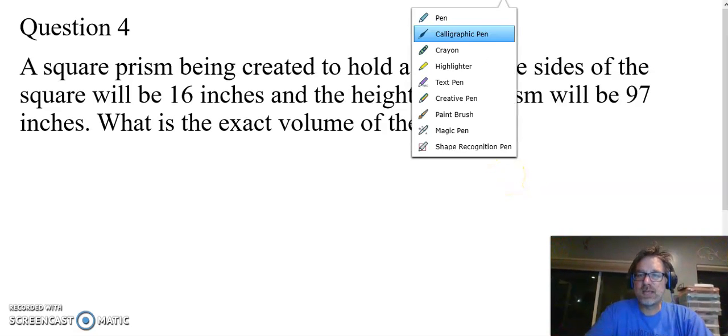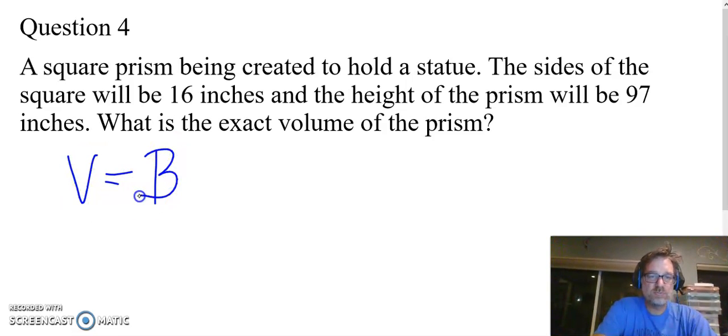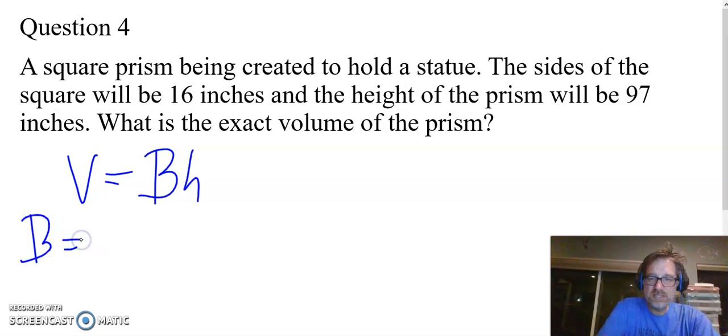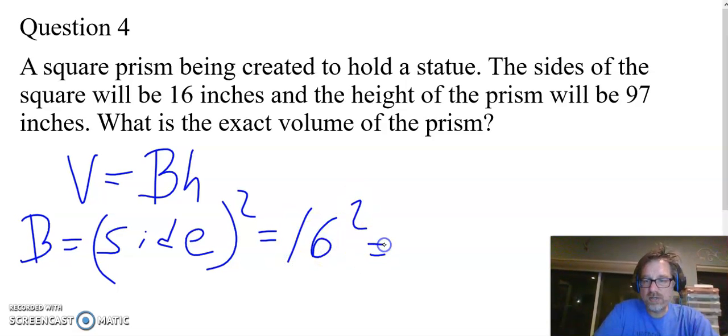Now they told me right off the bat that this is a prism, so I know to find the volume of any prism, I'm going to say volume equals big B times little h, where big B is the area of my square, little h is the height of the prism. So big B, in this case, we're looking for a square. So to find the area of a square, I am going to do the side times itself. So that is going to be 16 squared.